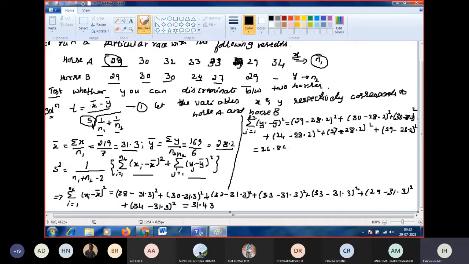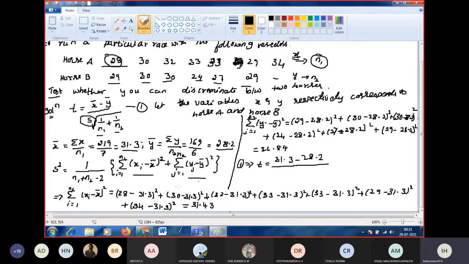26.84. Now go on substituting all these values in equation 1. So equation 1 becomes t is equal to x bar. What is x bar? X bar we got it as 31.3. So 31.3 minus y bar, we got it as 28.2, divide by s.